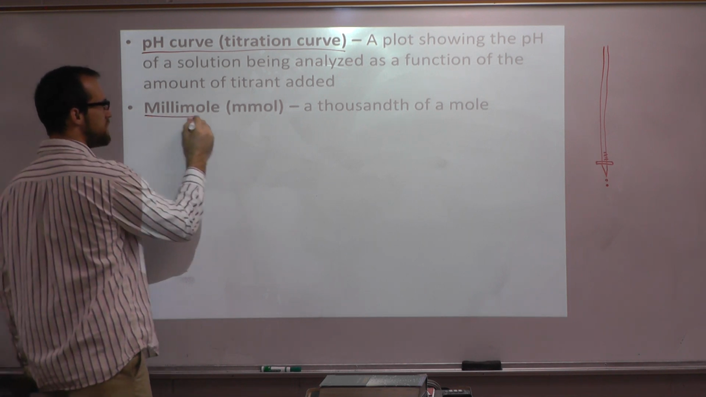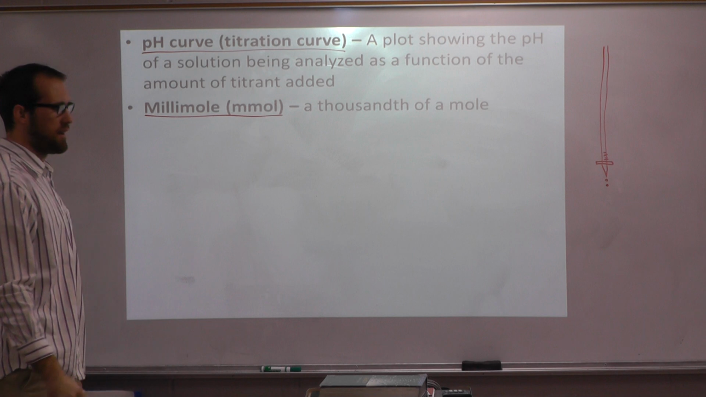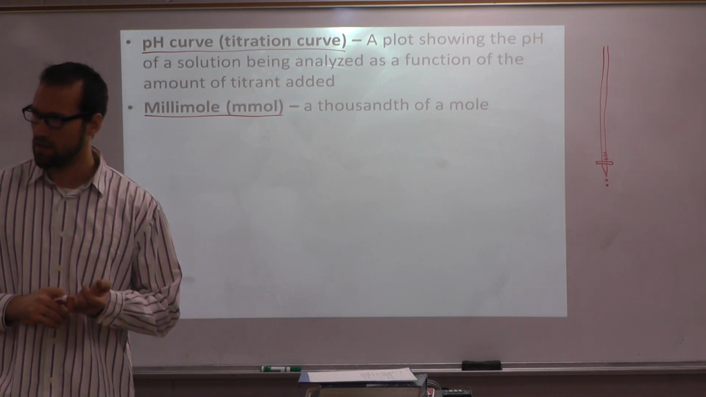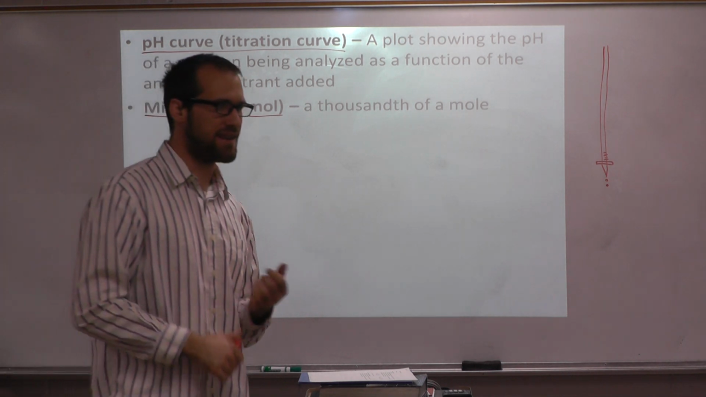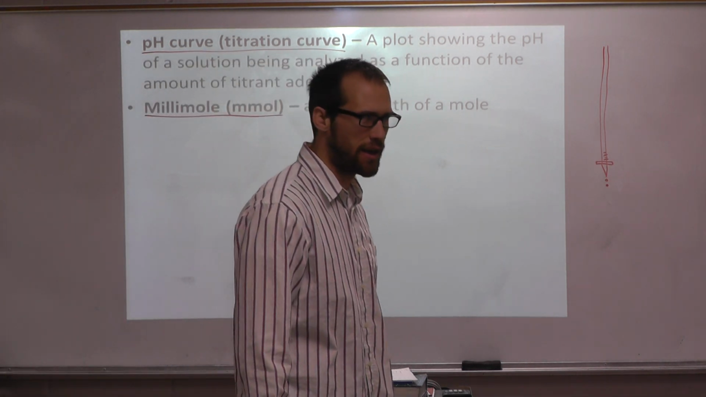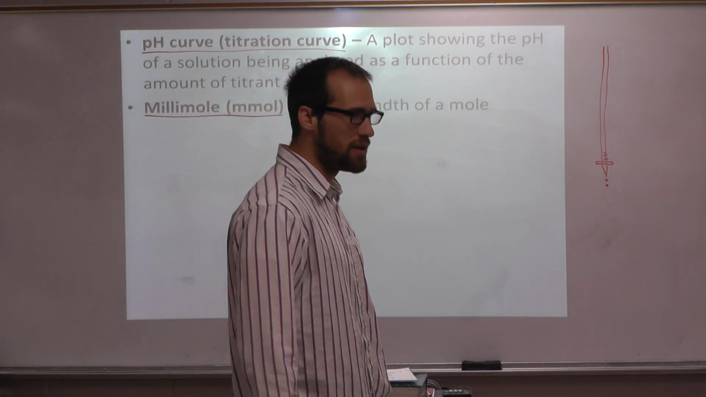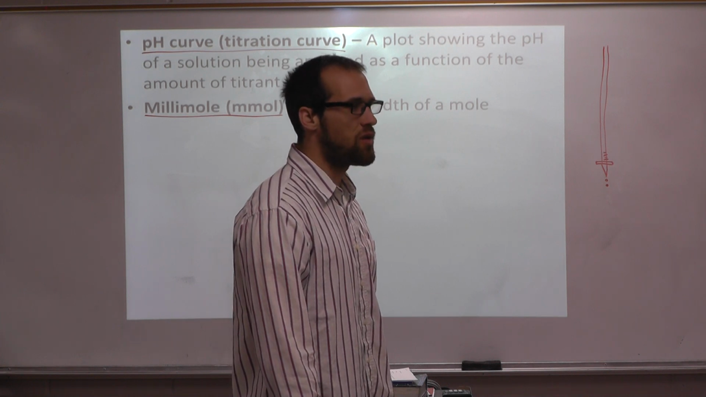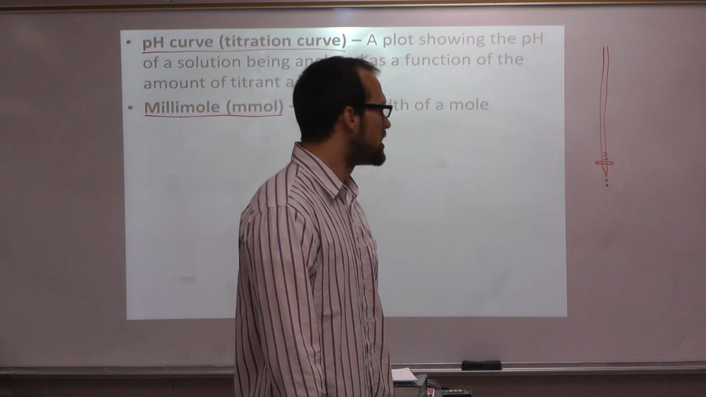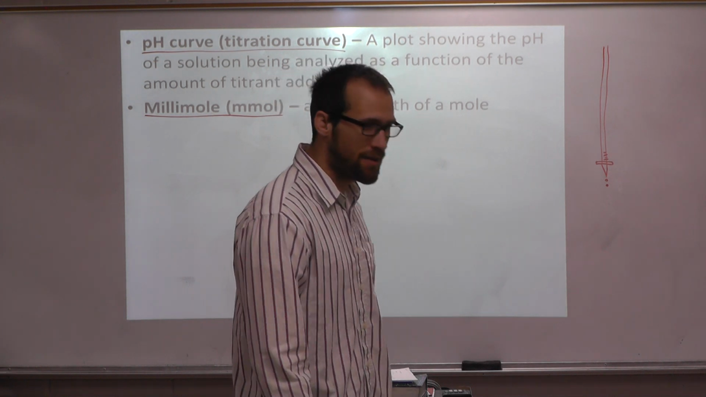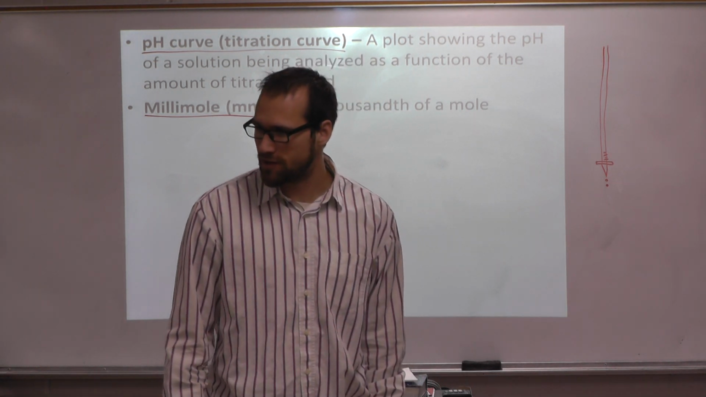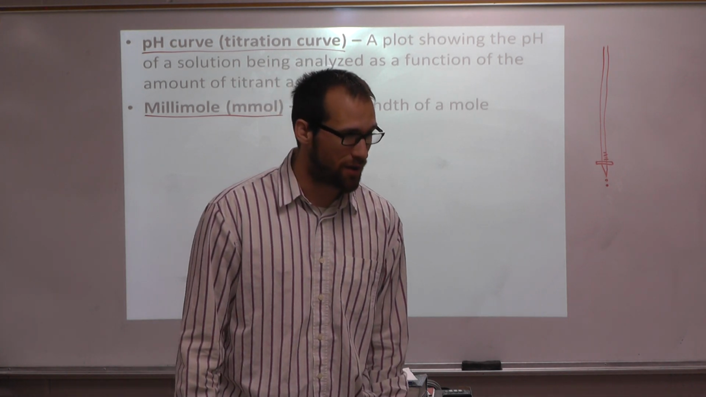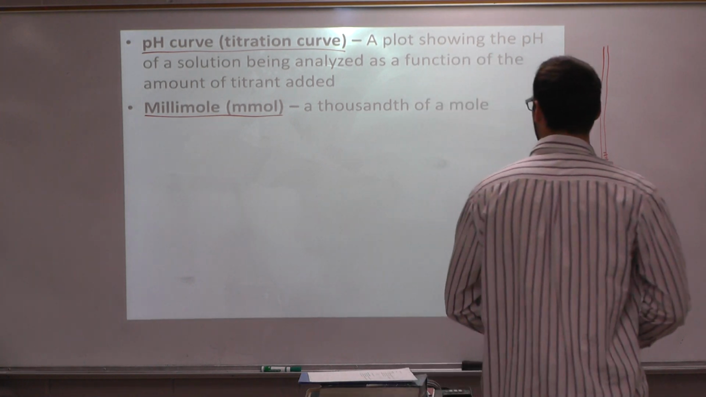But I do want to talk a little bit about this. Millimole is just mole with the milli prefix. So 1 millimole would be 10 to the negative third moles. Okay, the reason why I'm bringing up millimoles is because when you're adding a drop at a time, you're probably not adding a lot of moles, are you? And you're probably not using that much volume at a time, are you? So most of the time, we're probably going to deal in millimoles.